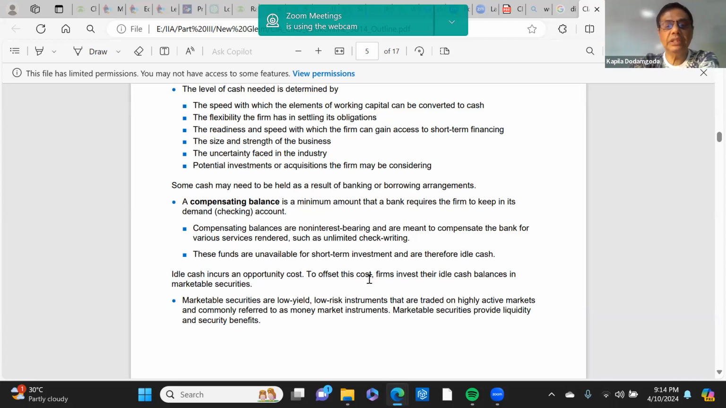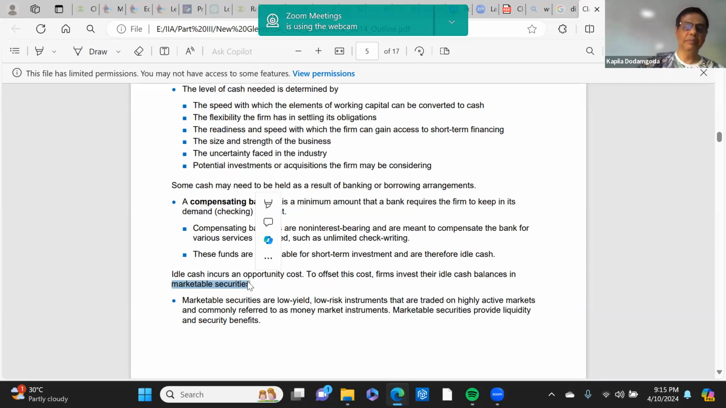To offset this cost, firms invest their idle cash balances in marketable securities. So you may need to maintain certain cash balances depending on those situations and whether your company is aggressive or conservative, right? If you just hold idle assets, they are not going to earn you a return. That's an opportunity cost. So what you may do is invest them in marketable securities.